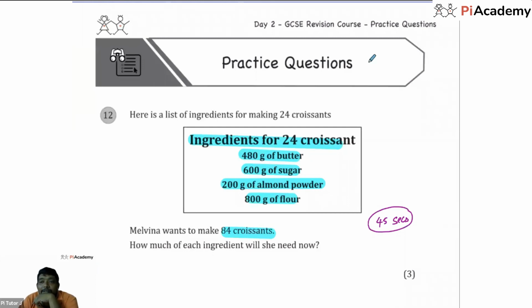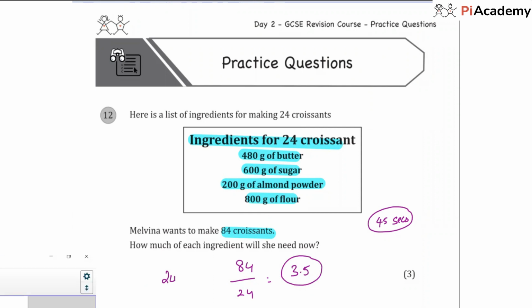Done. Good. So what will you multiply by? It is 24. You basically divide 84 by 24. So you're saying 3.5. Is it correct? Yeah, 84 divided by 24 is 3.5. Okay. So basically, you will multiply each thing by 3.5.